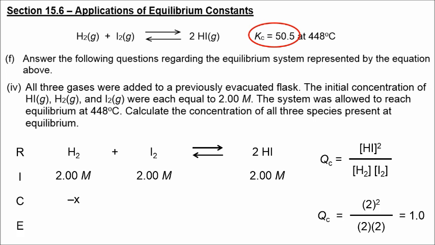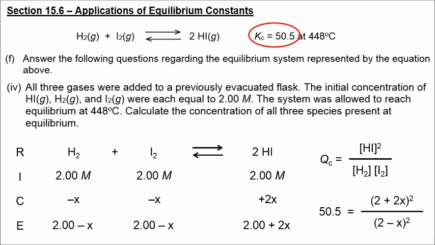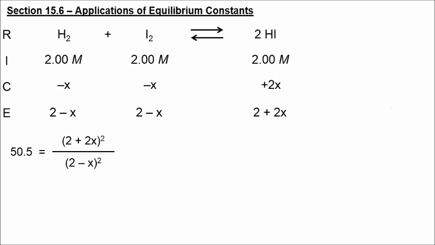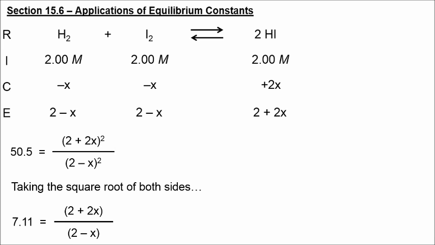So now that can help us figure out that it's going to be minus x for the hydrogen and the iodine, and plus 2x for the hydrogen iodide. So we're going to plug those values into the K expression. 50.5 equals (2 plus 2x) quantity squared divided by (2 minus x) quantity squared. Again, let's take the square root of both sides. 7.11 equals (2 plus 2x) divided by (2 minus x). And the answer is x equals 1.34.